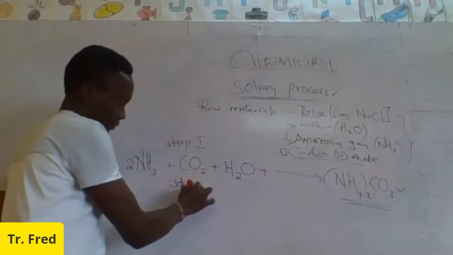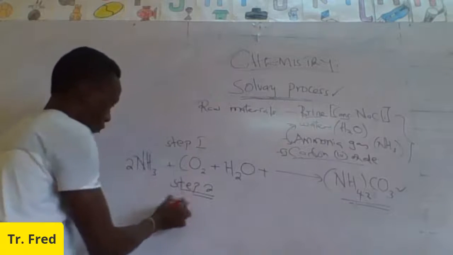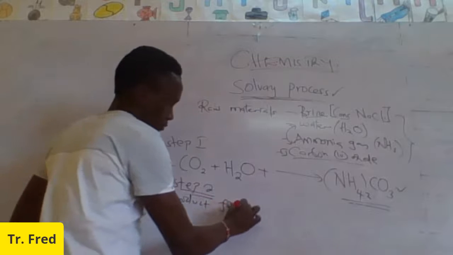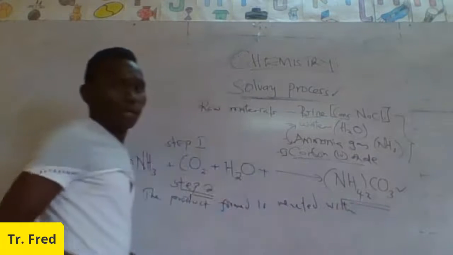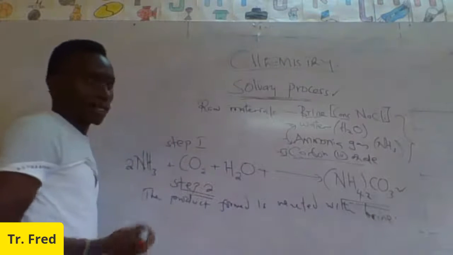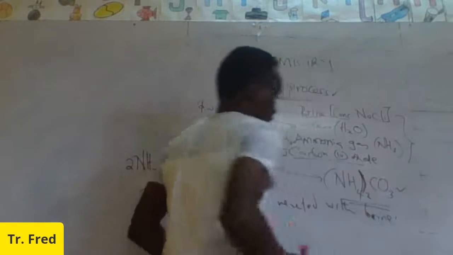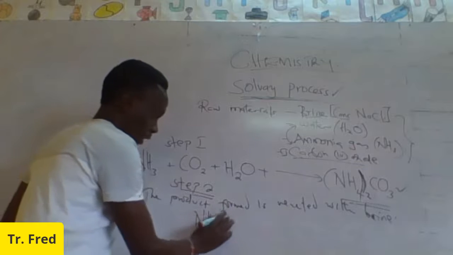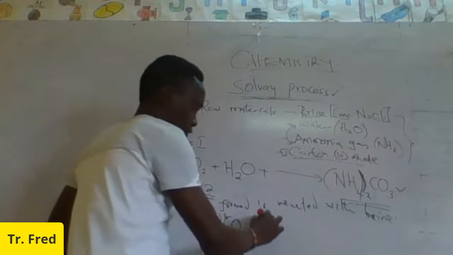For step 2, the product that is formed here, which is ammonium hydrogen carbonate, is reacting with brine, in a series of reactions as shown below. The product formed is reacted with brine, which is sodium chloride.